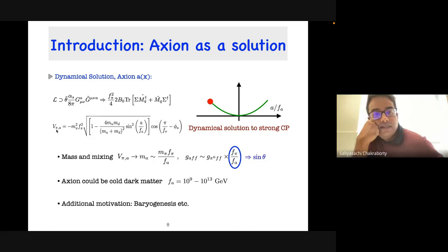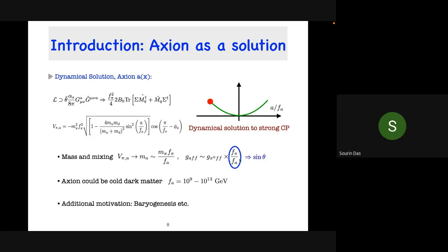As the potential shows, if you consider only two flavors, the up and down quark scenario, this is a 2x2 matrix containing pions and axions. One eigenvalue would give the pion mass, the other would give the axion mass, which is related to the pion mass. And the mixing essentially comes from the off-diagonal term, which is something like f_pi over f_a.